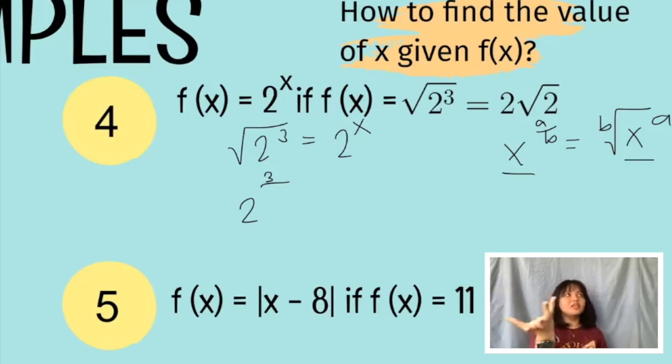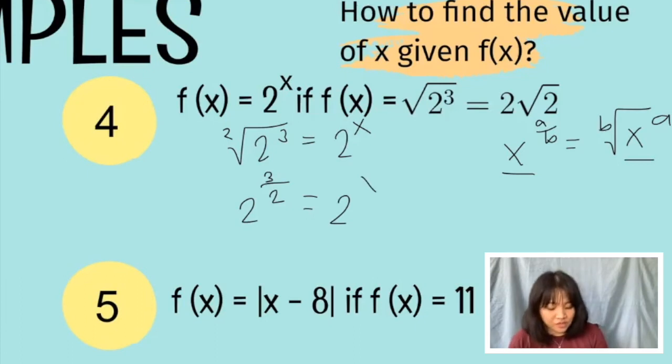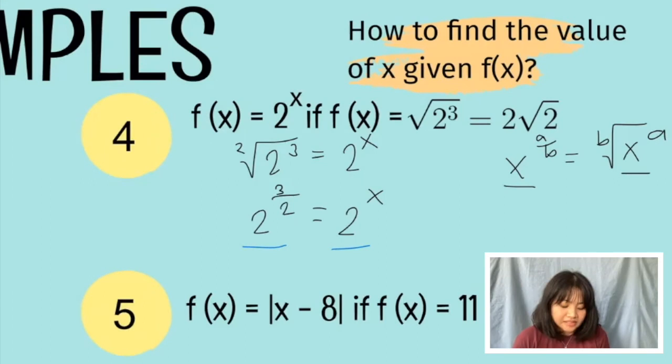When no symbol is written on the radical, we are assuming it to be square root. So that means square root 2. The symbol outside of your radical means that that number would be the denominator in your exponent. So 3 halves or 3 over 2 equals 2 raised to x. Since they both have base 2, we can equate our exponents. 3 halves equals x. Next one, number 5.